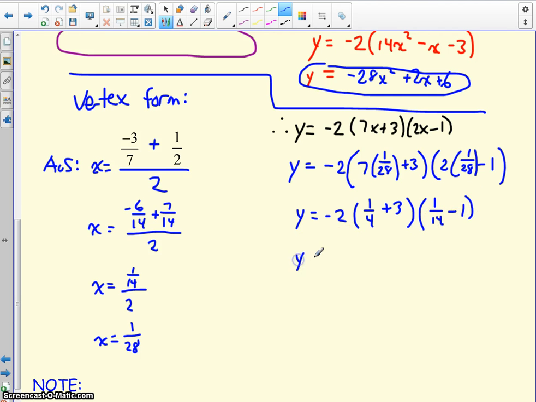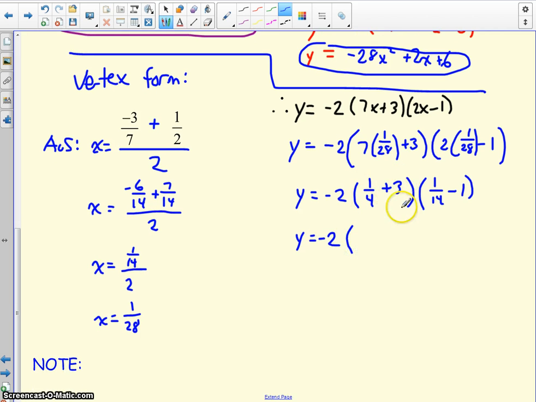And again, just keep plugging away. I know it's fractions, and we don't always like fractions, but they are just normal numbers. The idea is still the same. So we get 1 over 4 plus 3, which when you go through that is going to be 13 over 4. Okay, and 1 over 4 minus 1 will give you negative 13 over 14. Okay, so we multiply all these together, so it's negative 2 over 1 times 13 over 4 times negative 13 over 14.